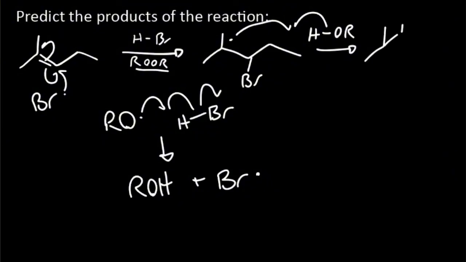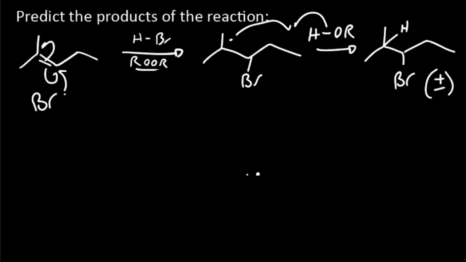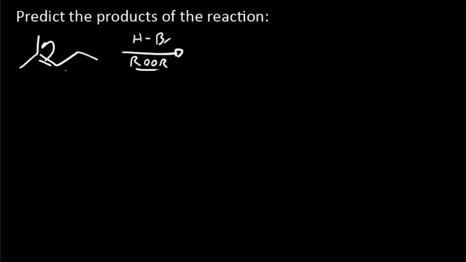So overall, we added an H and a Br across the double bond, and of course this could be a stereocenter, so we could actually have two enantiomers form here. One thing to know is that since we had the peroxide, this went anti-Markovnikov addition. If we just had HBr added across this double bond, what we would have gotten would be Markovnikov addition, where the H adds to the less substituted carbon. So it's important to keep in mind when we're going Markovnikov and when we're going anti-Markovnikov.